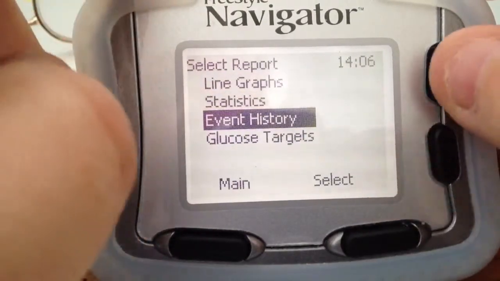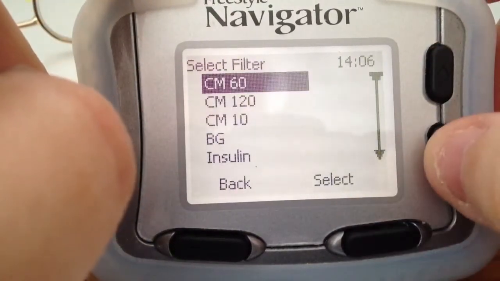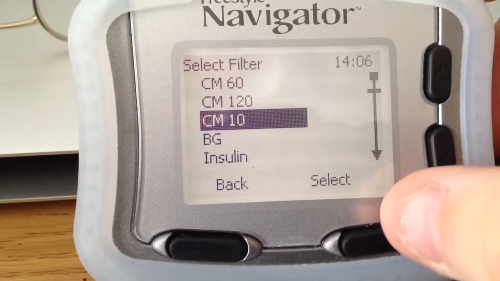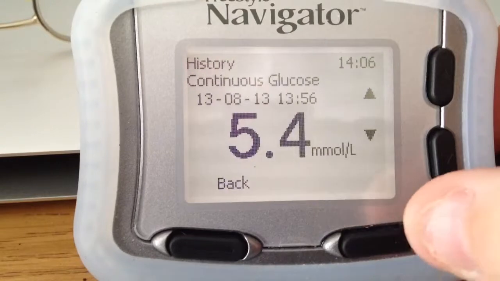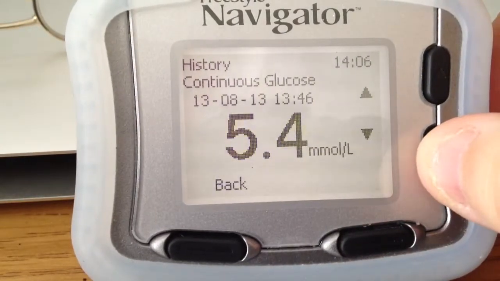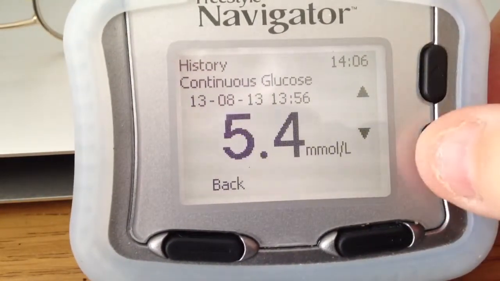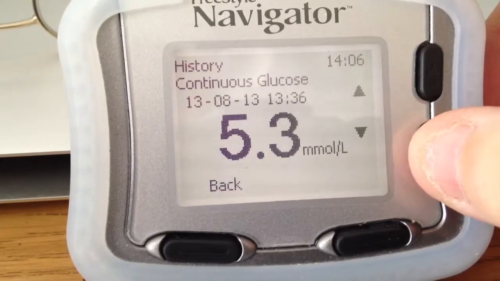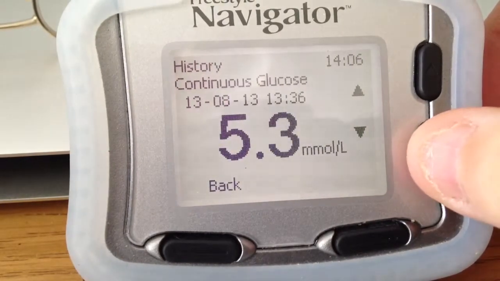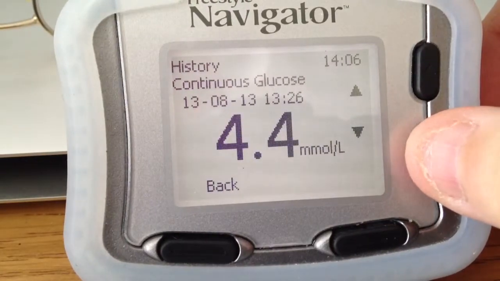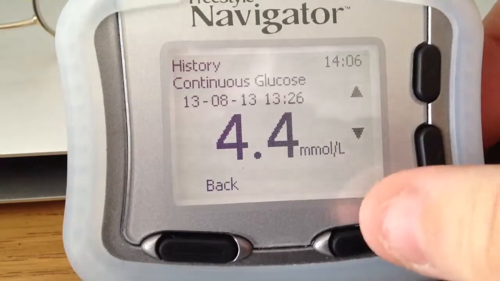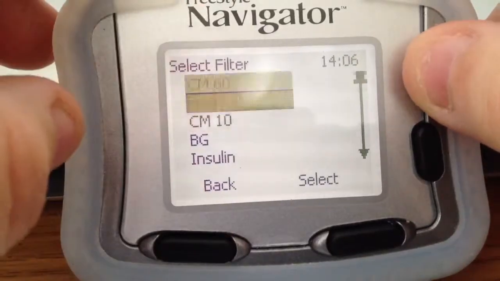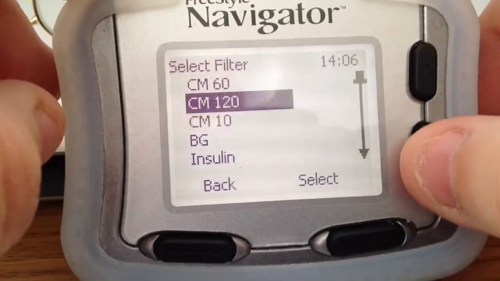You can also go in and look at the event history. So you can look back and see what my blood sugar was at 10-minute intervals, and page back. So you can see 1356 was 5.4, 1346 was 5.4, 1336 was 5.3, and 1326 was 4.4. So you can page back. You can do it in 10-minute intervals, or in 60 or 120-minute intervals.